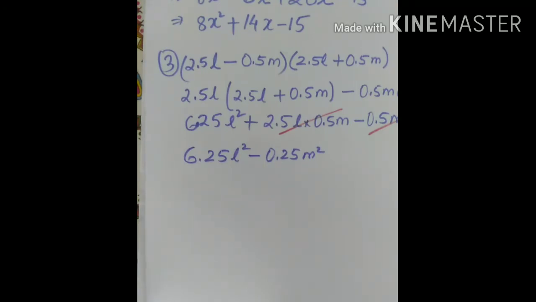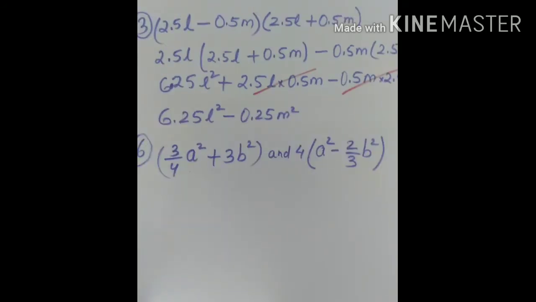Now if you see carefully, the square of 2.5L and the square of 0.5M are taken with the minus sign. So whenever two binomials differ only in the plus sign and minus sign, then you have to take the square of both the terms.